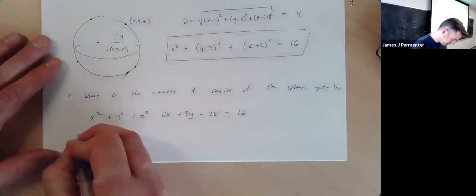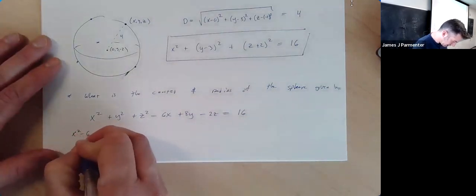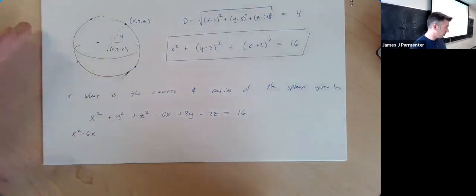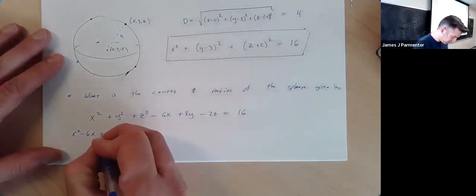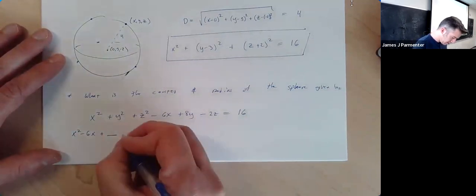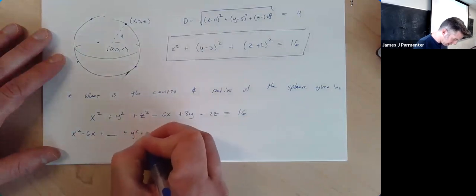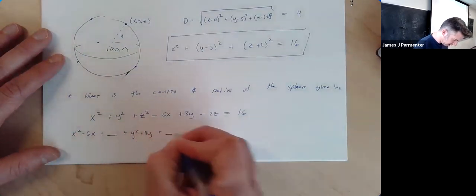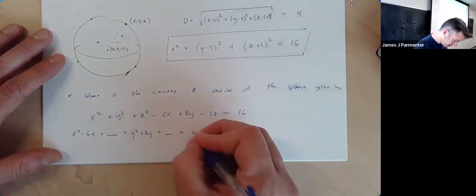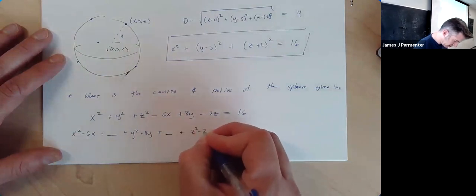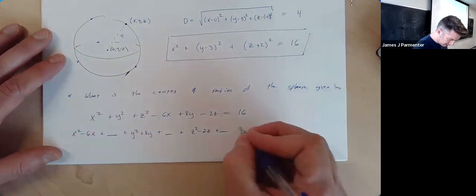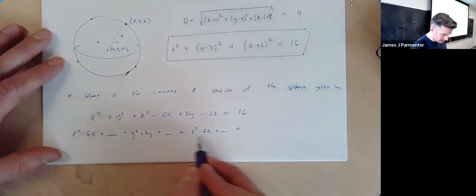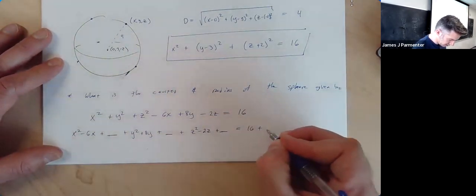So I'm going to write this as x squared minus 6x. I want to group all the like variables together, and leave myself room for what I know I'm going to fill in. Plus y squared plus 8y, and again leave a little blank there, plus z squared minus 2z. And whatever I end up adding here, here, and here, I'm also going to have to add to the other side as well.